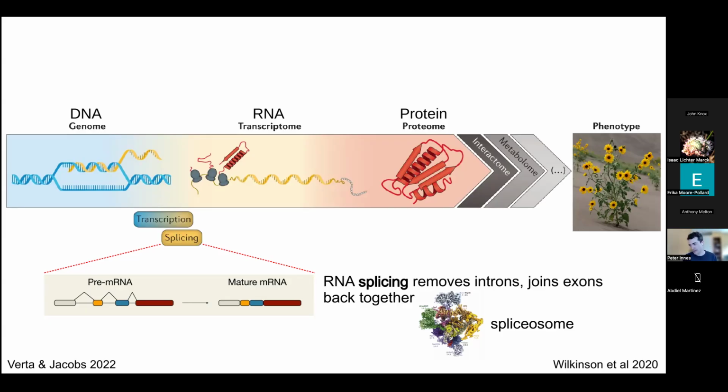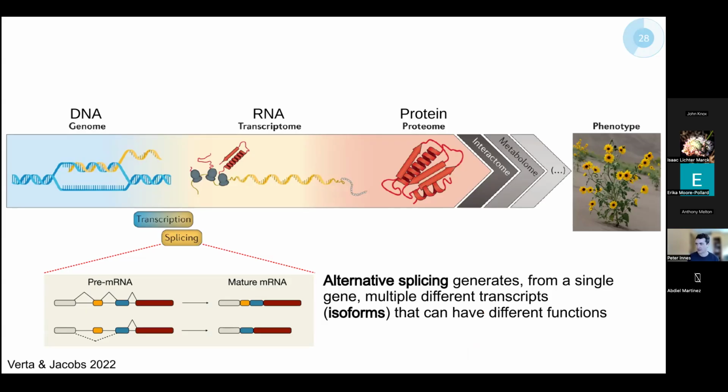What's really cool about RNA splicing is sometimes those exons and introns can be combined and spliced in different combinations. And that's called alternative splicing. So this process, alternative splicing, generates from a single gene or single precursor mRNA, multiple different transcripts or isoforms, which can potentially have different functions in the cell.